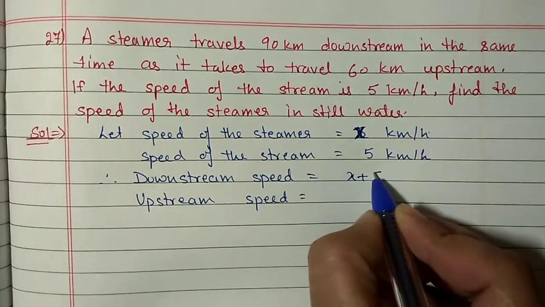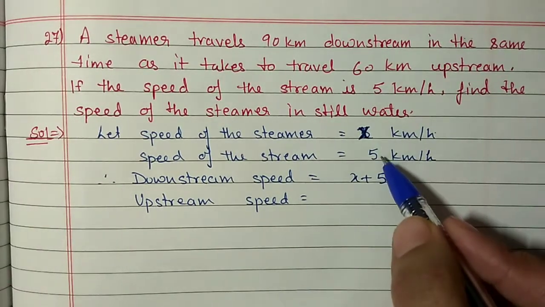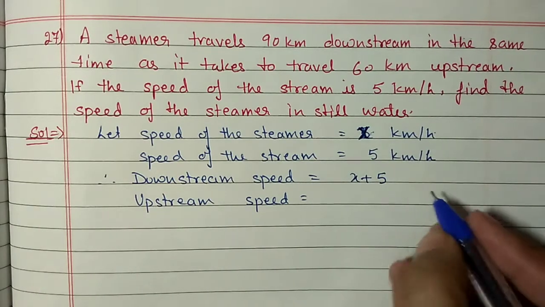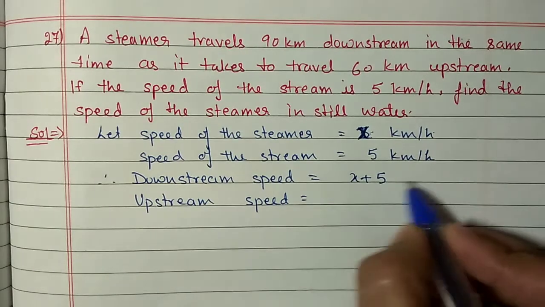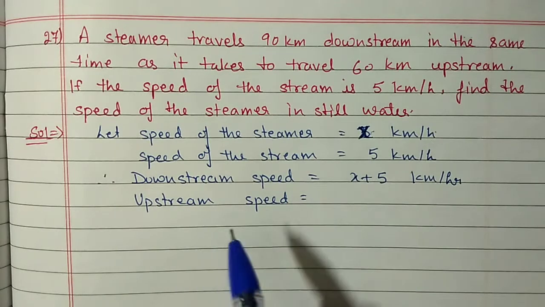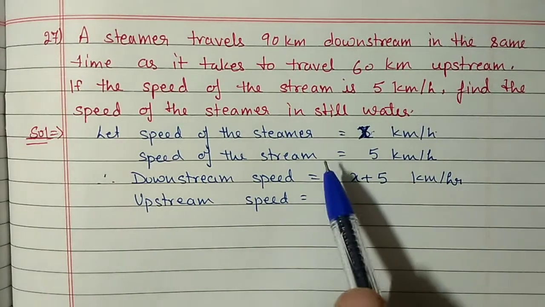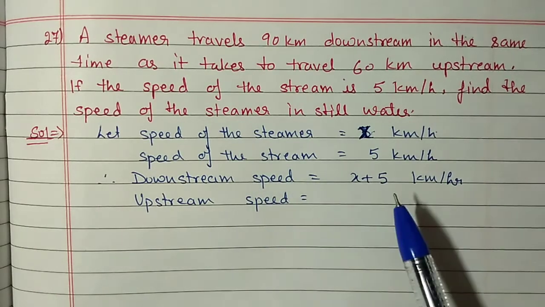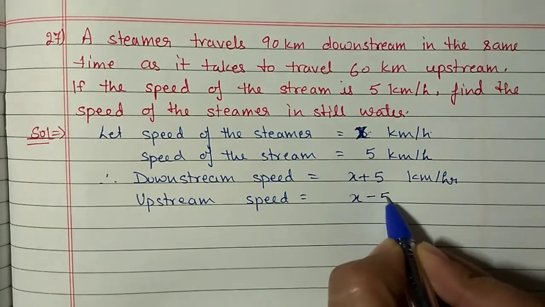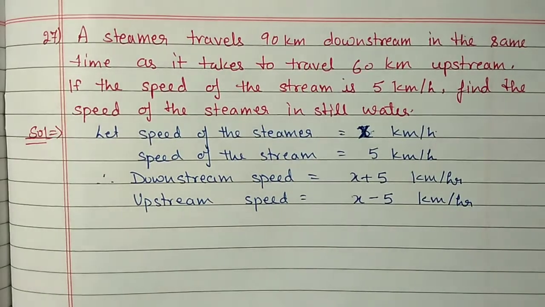Downstream means when the water and the steamer both are in the same direction, their speed will increase. We have to add these two speeds. So finally downstream speed will be x plus 5 km per hour. Then for upstream speed, when both are in opposite direction, water direction and the steamer direction are different. In that case we have to subtract their speed. So final speed here will be x minus 5 km per hour.